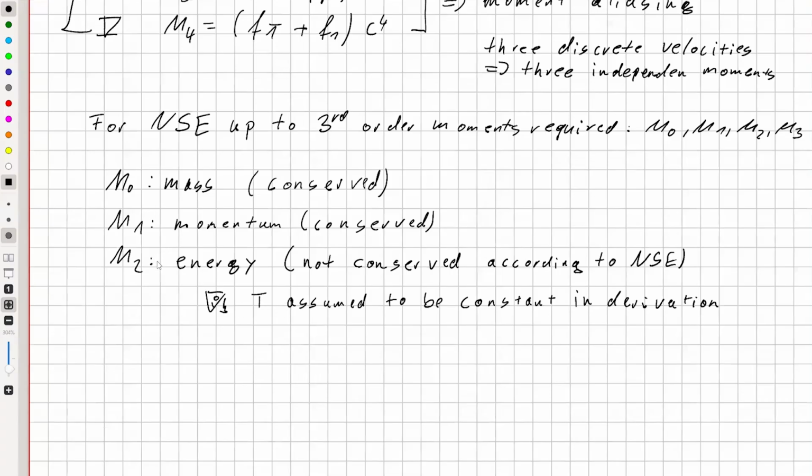At least this means we have one of our moments that we can change, because if M2 would be conserved, then all the moments would be conserved, and then collision was not allowed to do anything, right? So then particles would only fly through each other, and you could not adjust anything here.